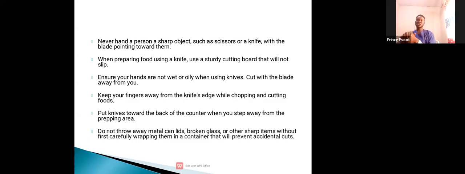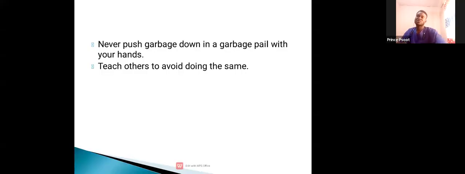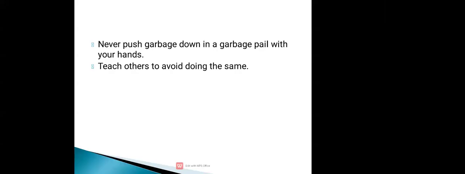Then do not throw any metal cans or lids or broken glass or any sharp item without first carefully wrapping them in a container that will prevent accidental cuts. Never push garbage down into a garbage pail with your hands. Teach others to also avoid doing the same.